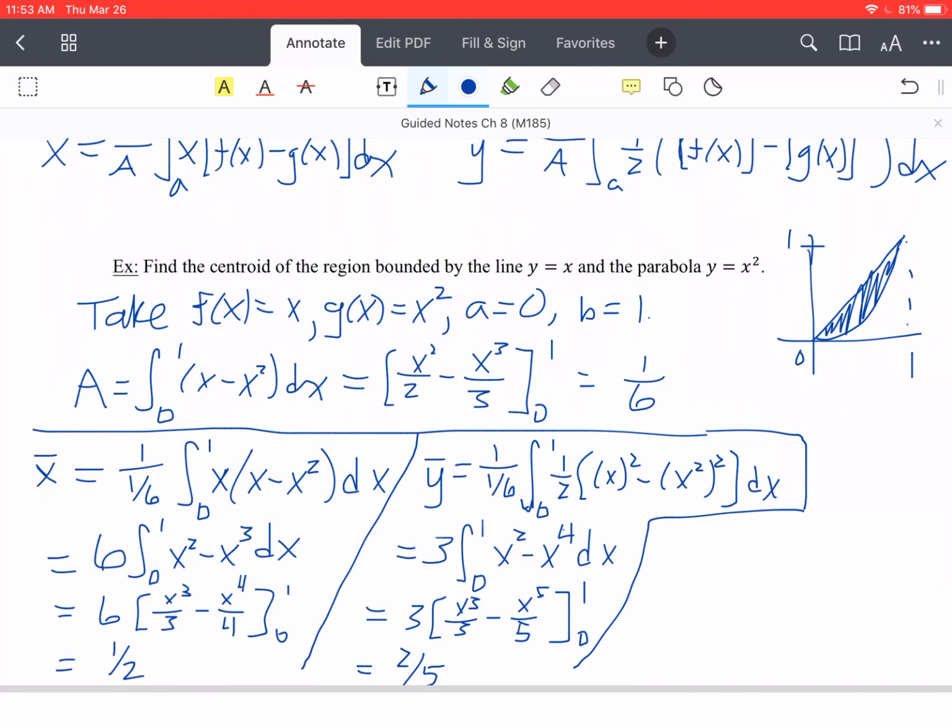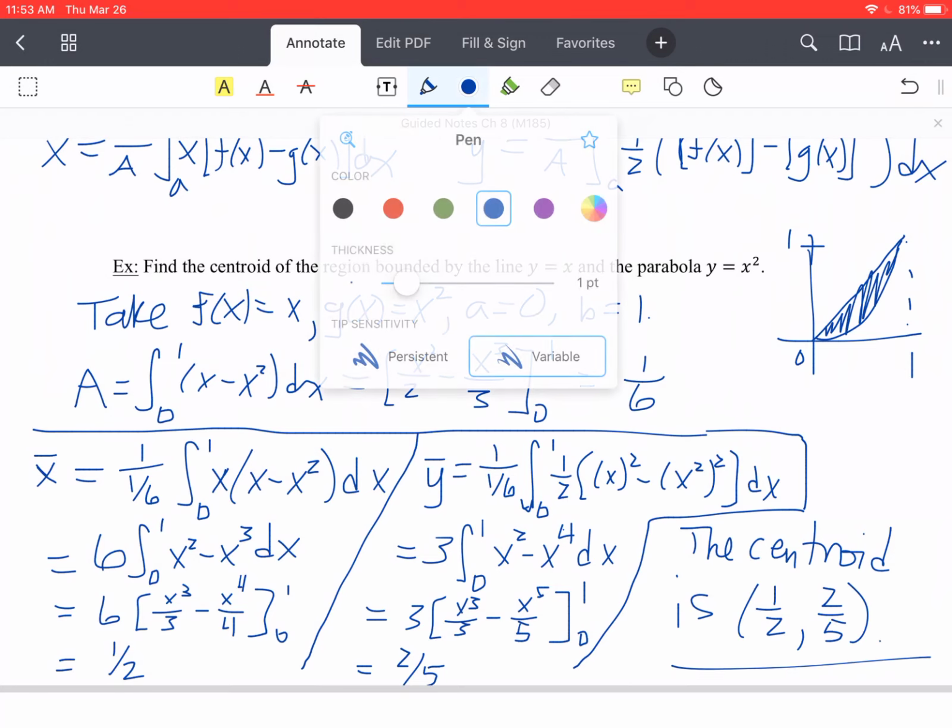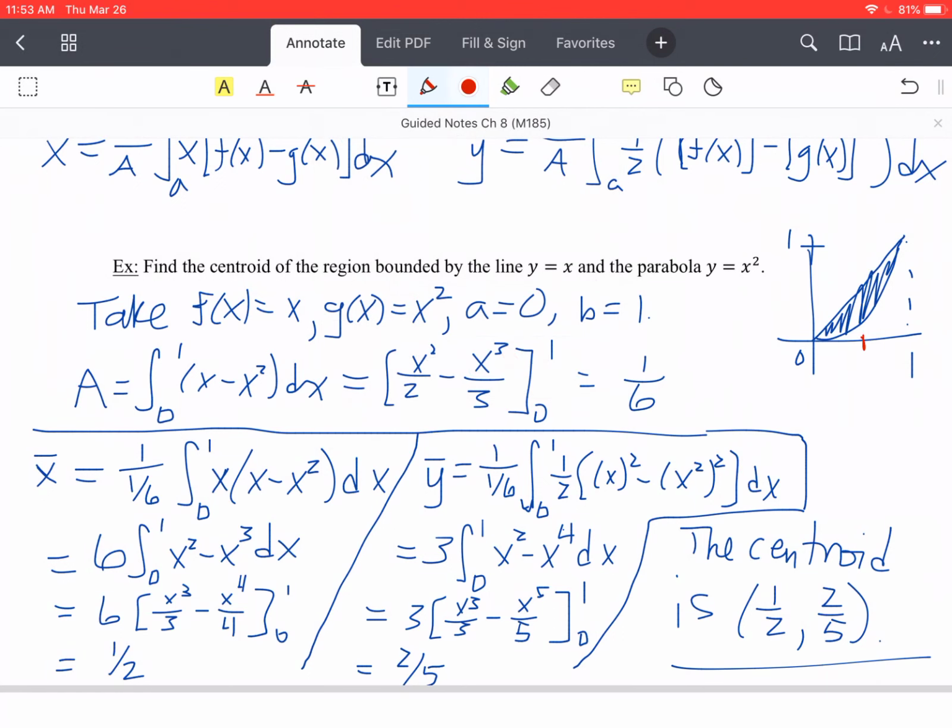So we get our centroid. The centroid is at the point 1/2, 2/5. Okay, and you can look on the original graph too and see, so 1/2, divide this 1, 2, 3, 4, 5, 2/5. It's going to be right about here, roughly. So that's where our centroid would lie for this region.